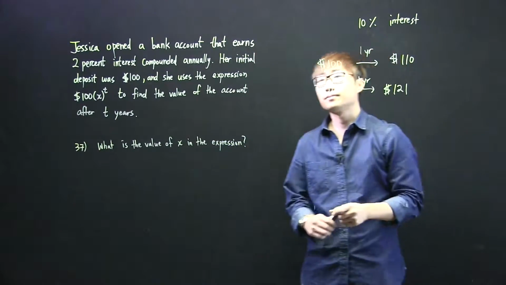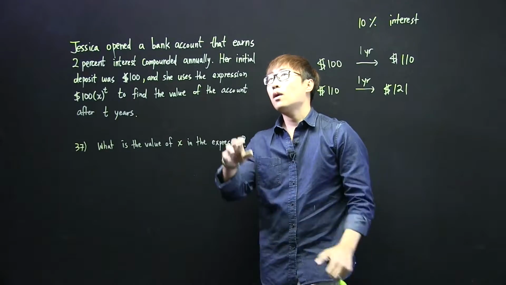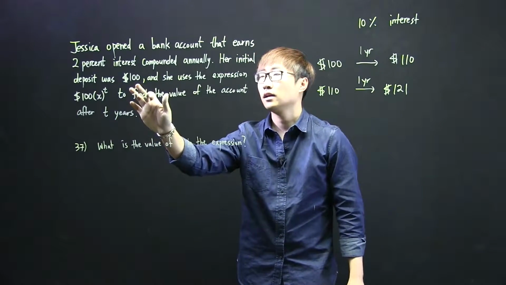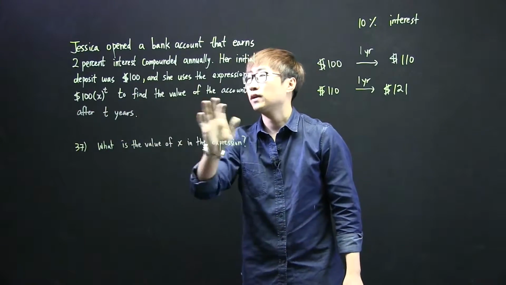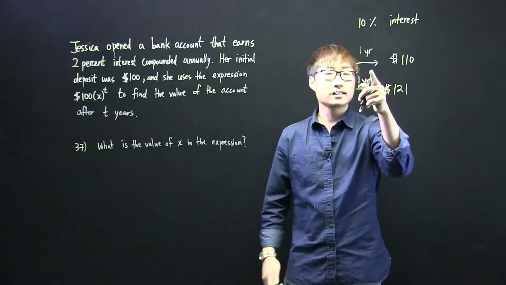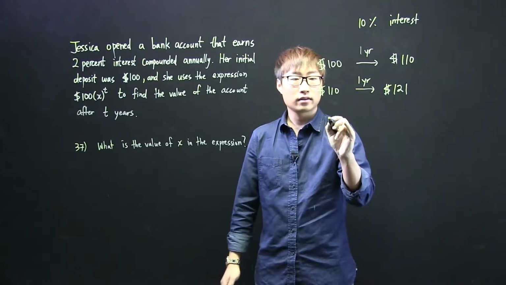So I hope you guys got that. Now, her initial deposit was $100, and she uses this expression to find the value of the account. So we just need to figure out what that x is. So let's think back to what we did here, right?